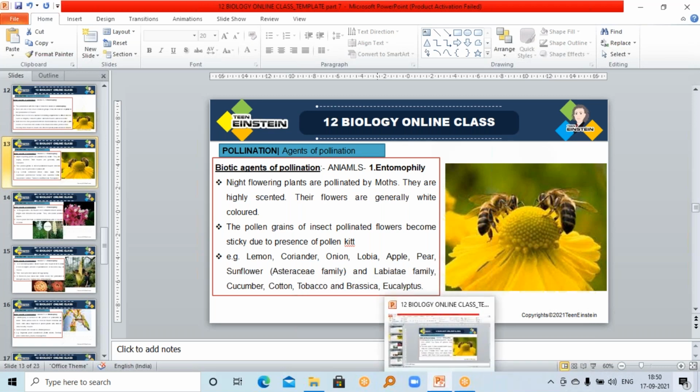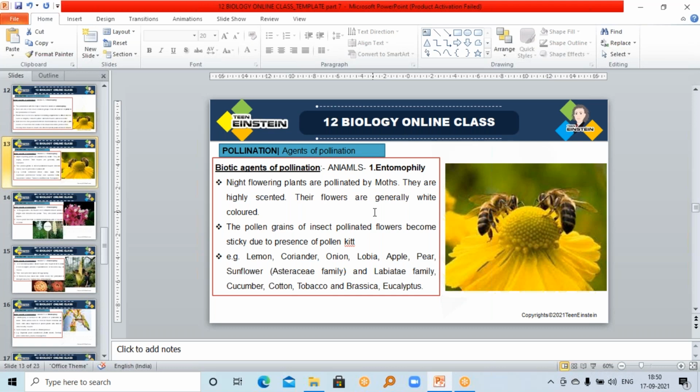And examples for entomophilous plants: coriander, onion, lemon, all these are entomophilous plants. The night flowering plants are pollinated by moths, and these types of flowers are highly scented, and generally white colored or off-white colored.